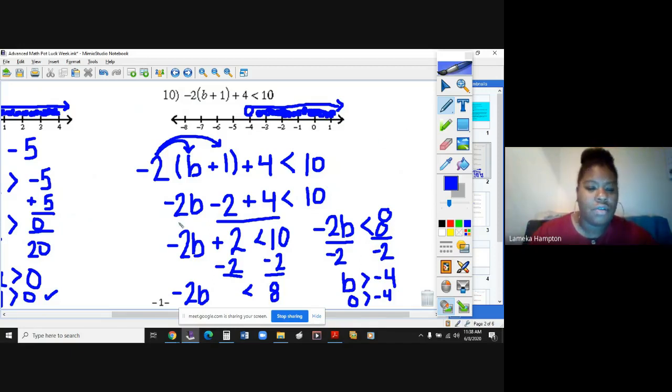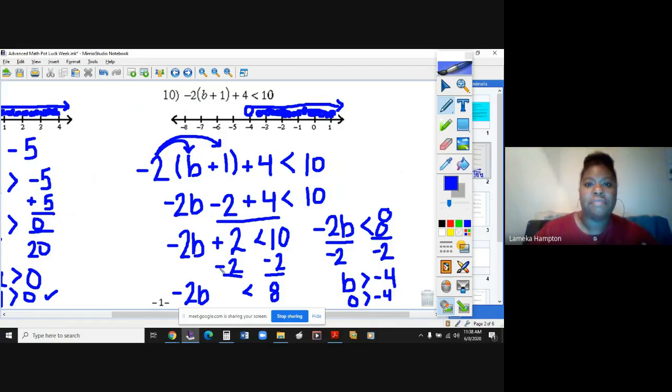Now, the next thing I have to determine is, do I have any like terms that I can bring together? And I do. I underlined -2 plus 4. So I can add those two numbers together, and when I do that, I come up with +2. So now I just have -2b plus 2 is less than 10.